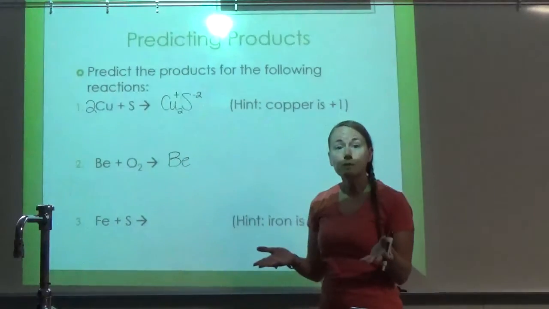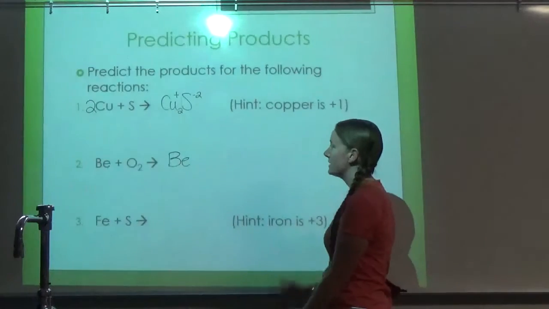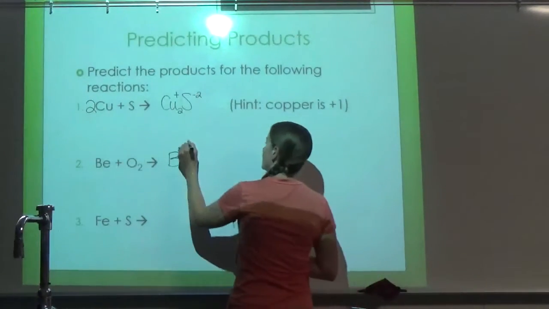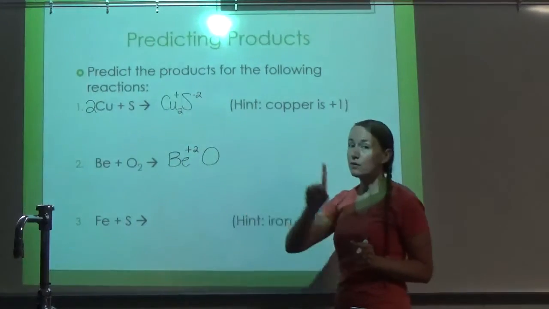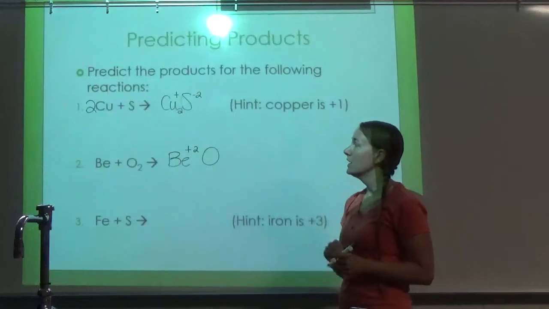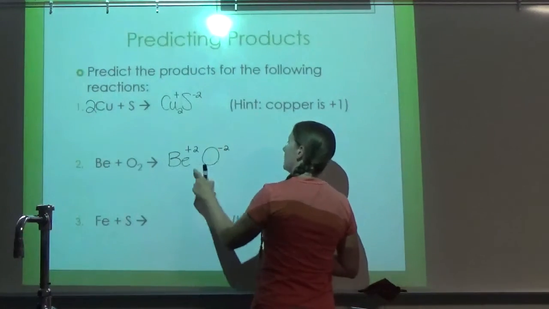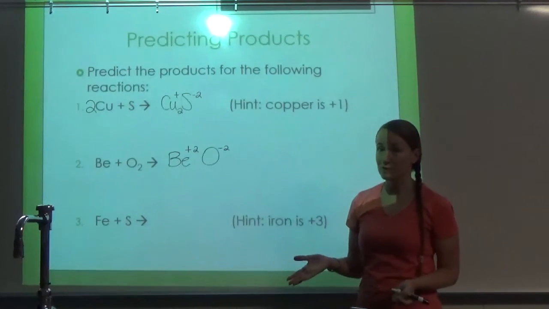And one thing I do want you to keep in mind, well hang on, I'll show you at the end because I just thought of something that I don't want you to miss. So Be, I would look at the periodic table, it's in group 2, so it has a charge of positive 2. Oxygen, see I only brought over 1, I did not bring over the 2. Oxygen is in group 16 and has a charge of negative 2. Positive 2 and negative 2 cancel, so I don't need any subscripts here.